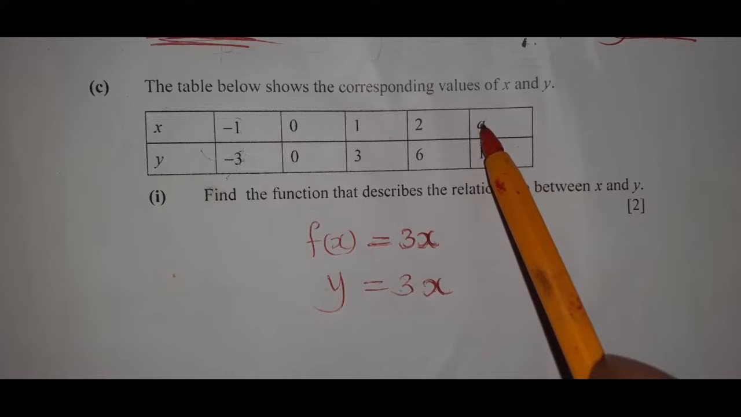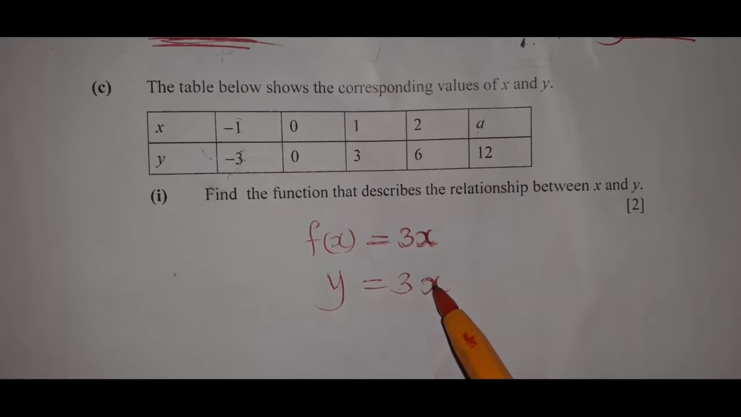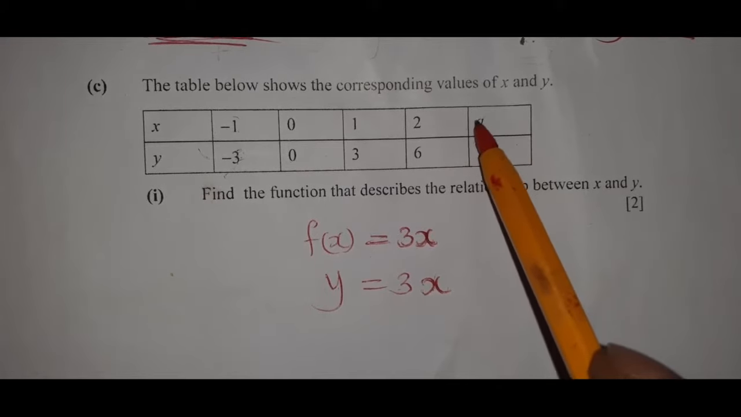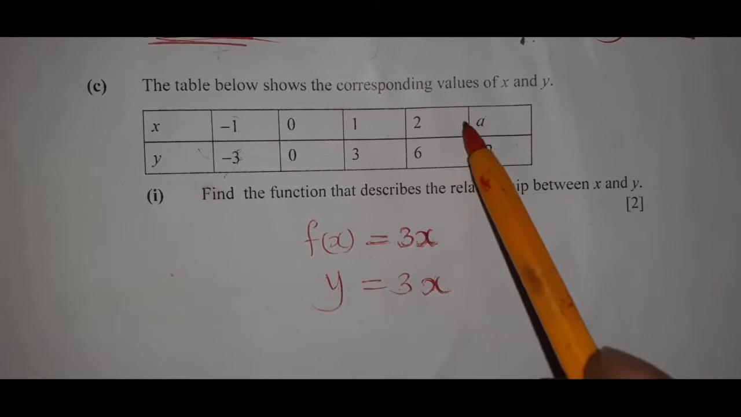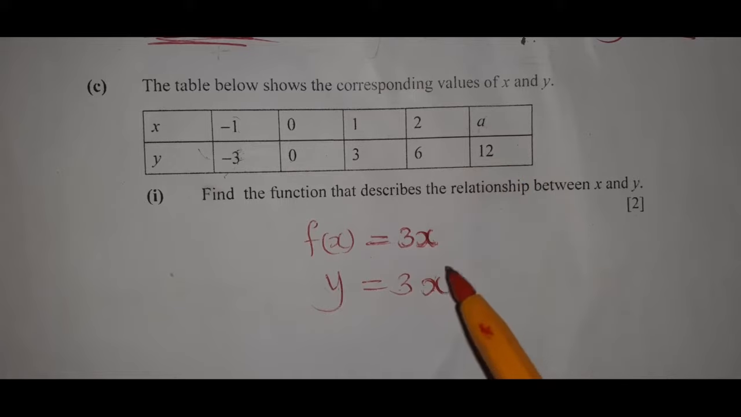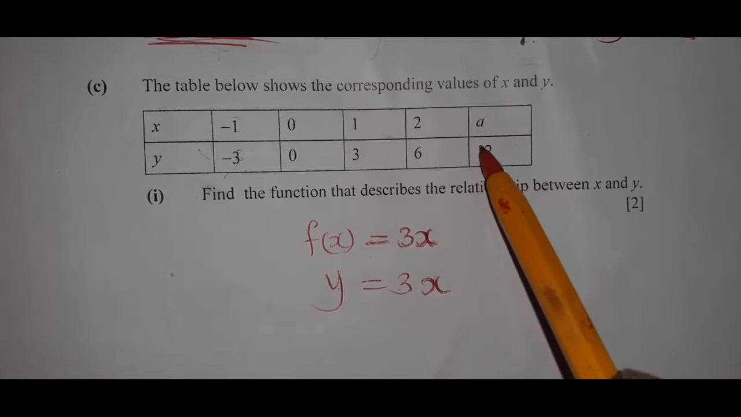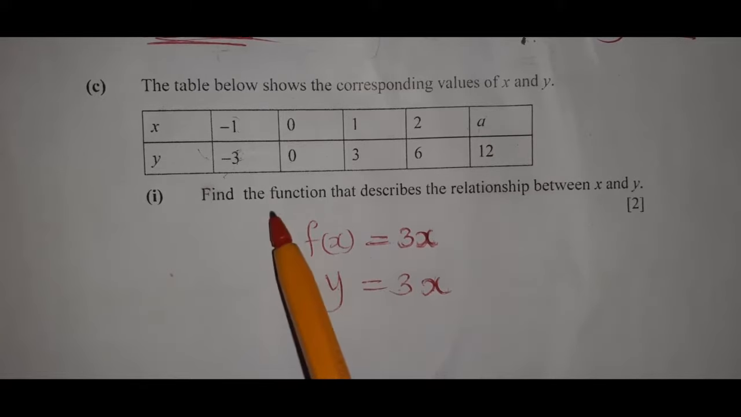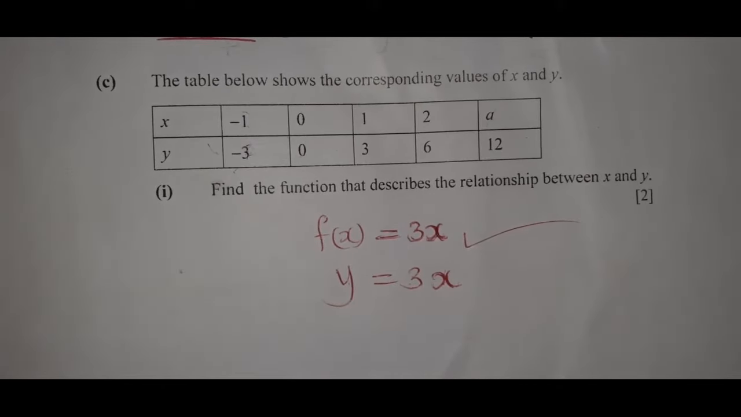3, this by this, you're going to get 9. So from 3, you go to the next one, which is 4. 3 multiplied by 4, you get 12. So definitely a is what? It's 4. Anyway, for the function, it is this one here.